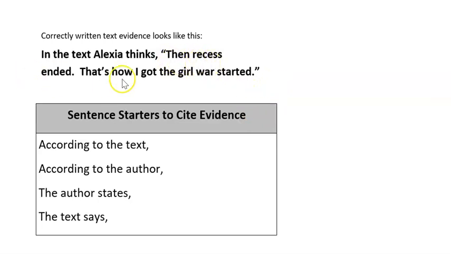So you'll copy your evidence word for word and put a quotation mark right before you start copying and put a quotation mark to show that you're done copying. Your ending period goes inside the quotation mark.